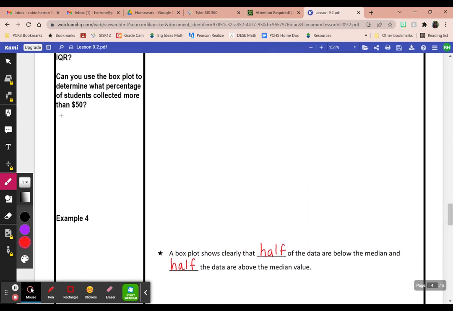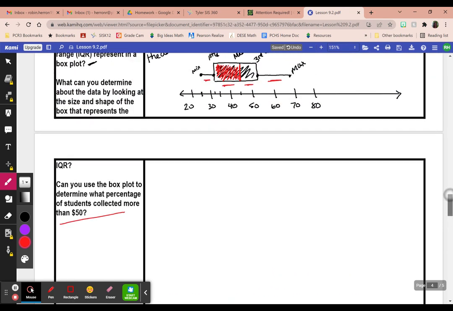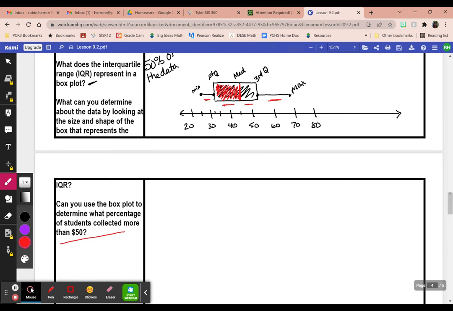I'm sorry, I skipped this one up here. Can you use the box plot to determine what percentage of students collected more than $50? The box plot shows 50% of the students collected more than 45. So 45 is our median. We know that 50% of the students collected more than 45, but we can't really show that they collected more than 50. So this would be no.